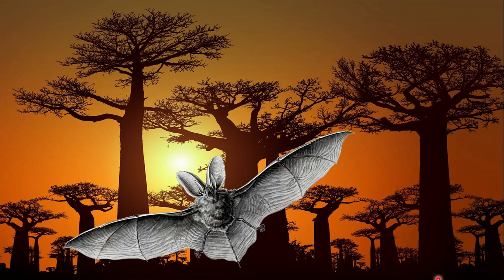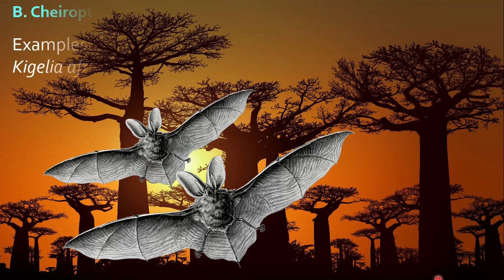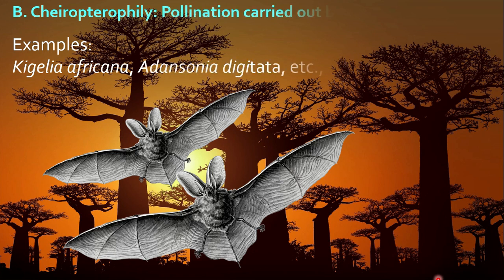Adansonia flowers pollinated by bats are called chiropterophilous. Pollination is carried out by what? Bats. Examples are Kigelia africana and Adansonia digitata. Some other plants are there. In Adansonia flowers, pollination is carried out by bats.